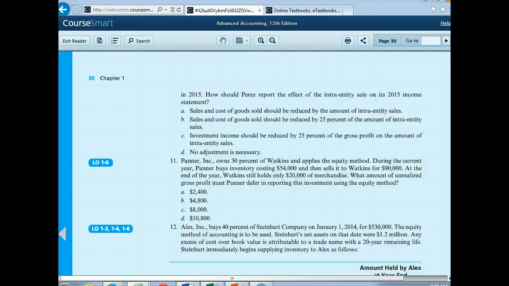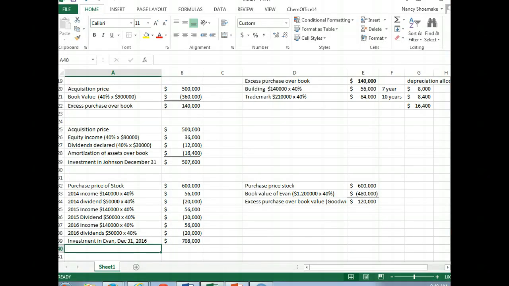So the first thing we want to do is figure out what the gross profit rate is. So they bought it for $54,000 and they sold it to Watkins for $90,000. So their gross margin on this sale is 90 minus 54, $36,000 is the profit. So $36,000 divided by $90,000 is 40%. Yeah, that's 40%.